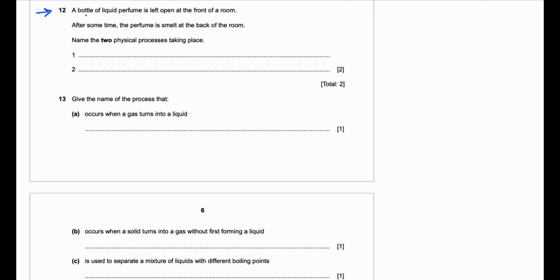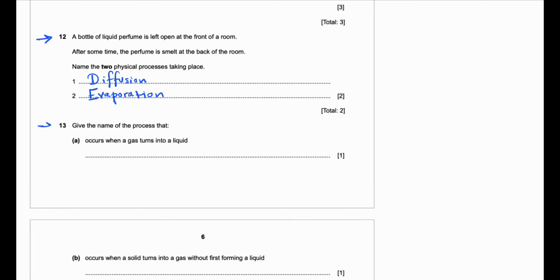Question 12. A bottle of liquid perfume is left open at the front of a room. After some time, the perfume is smelled at the back of the room. Name the two physical processes taking place. Once again, the spreading of a smell is diffusion. And you know that perfume exists as a liquid and then gets into the gaseous form. So that's evaporation. It's not boiling, because that doesn't happen at the boiling point.